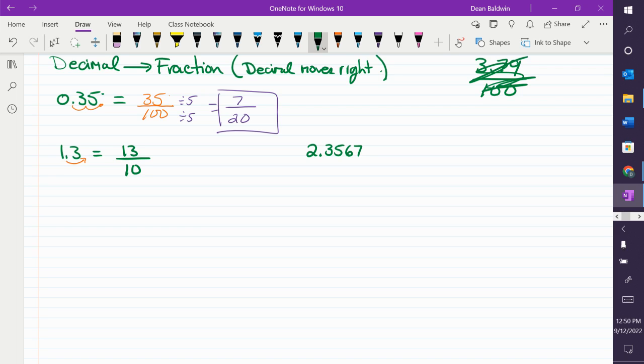$2.3567. How many decimal places do I have to move the decimal to get a whole number? So I'm moving 4 spots: 1, 2, 3, 4. So in the numerator, the decimal's gone.